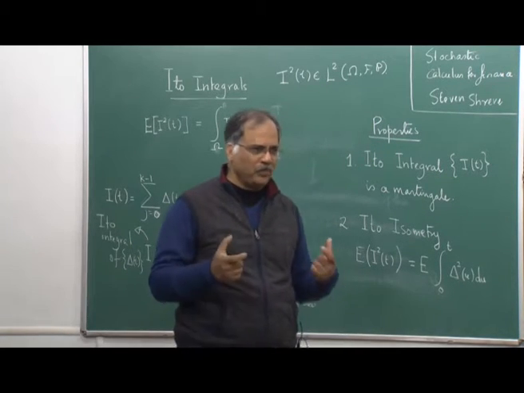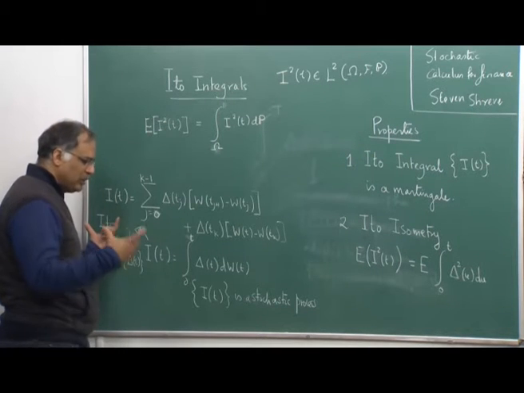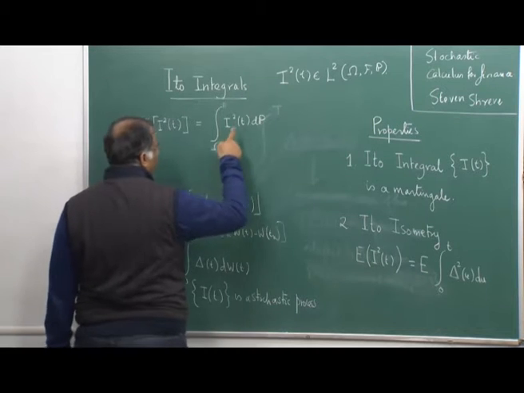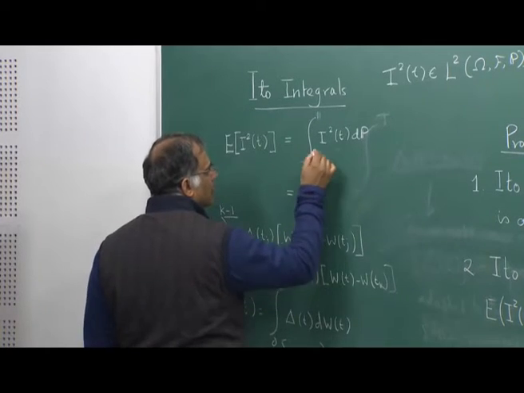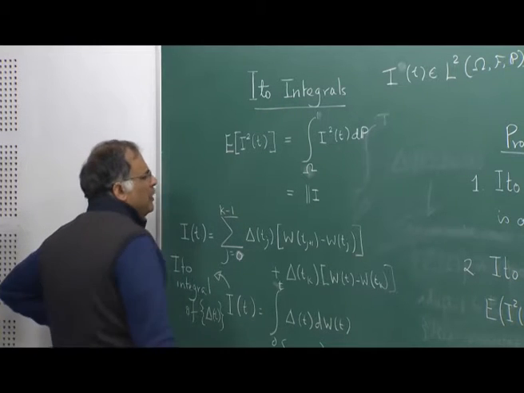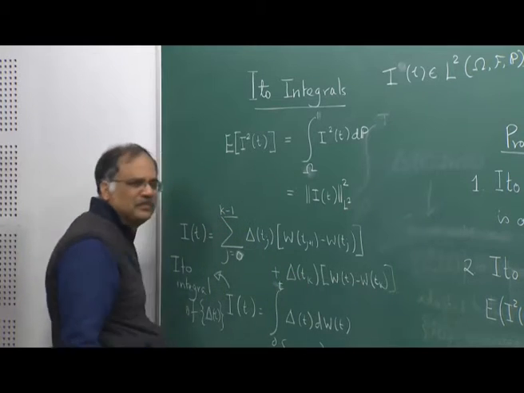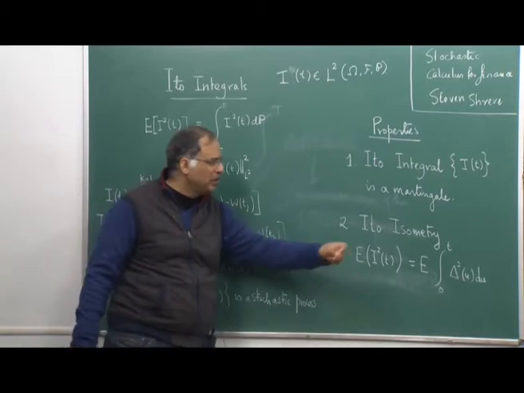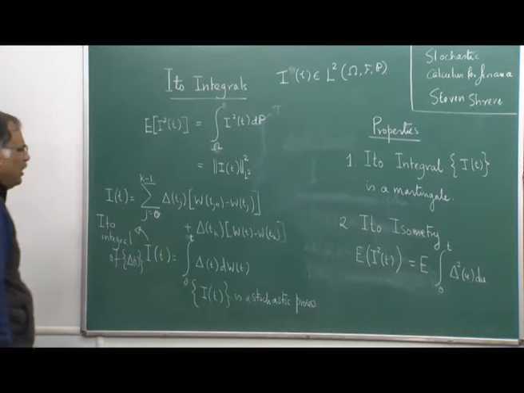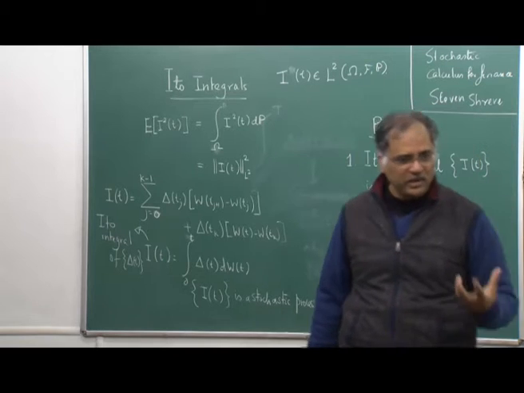Isometry means they have similar distances. So, the distance in the original space between two points and the distance in the range space between the two functional values are similar, then we call it isometry. If you look at it carefully, IT is in L2, not I square. So, this is nothing but the square of the L2 norm. The Ito integral itself is an element of L2, so it is an infinite dimensional object.